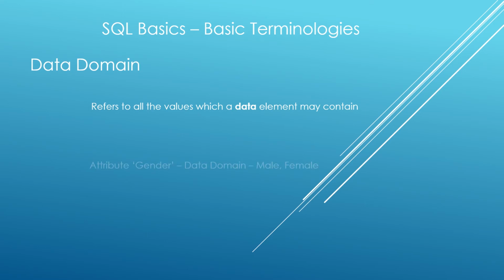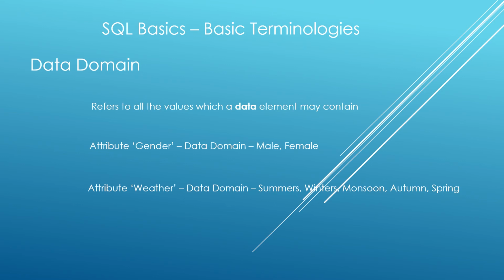For example, if an attribute is gender, that column contains all the information regarding the gender of a person. For that attribute, the domain would be either male, female, or transgender. So it's a maximum of three: male, female, transgender. That's the domain of the attribute gender.